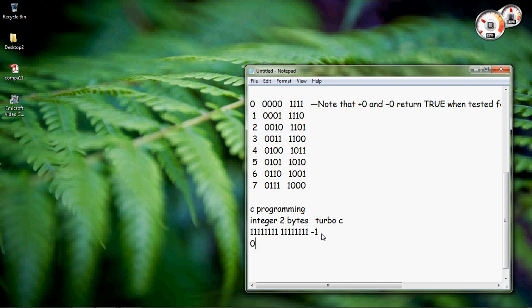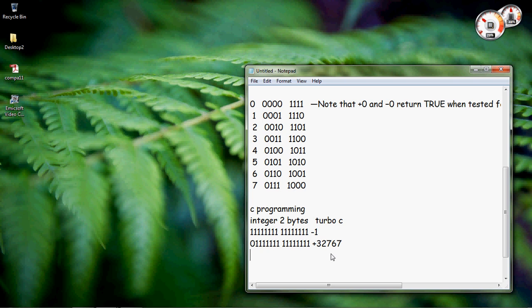If you see this number, then here the last number is 0 and all these are 1. So if you calculate 1 into 2 raised to 0, 1 into 2 raised to 1, 1 into 2 raised to 2, so this will come to 32767, which I already told you in the previous lecture.